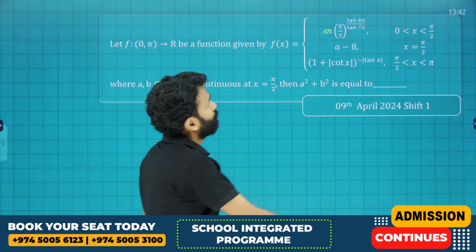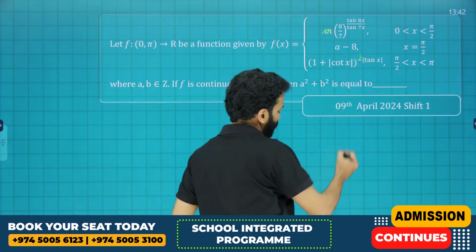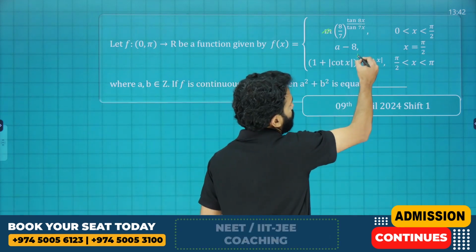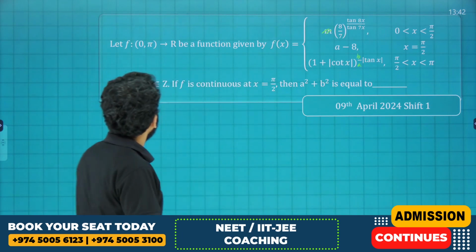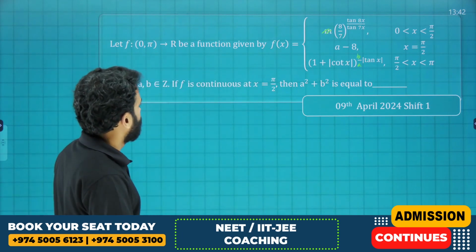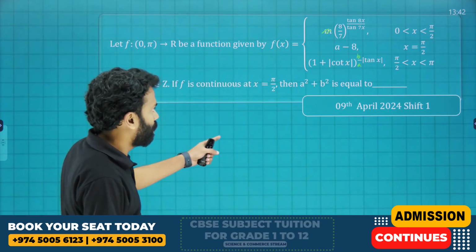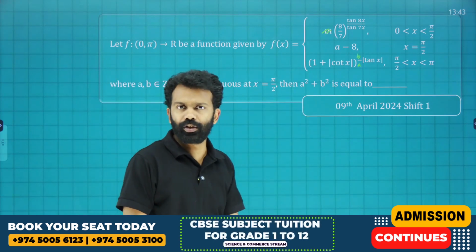The exponent is b by a. There is no minus there, it is b by a. Small correction. Where a, b are elements of the integers. If f is continuous at x = π/2, then you need to find the value of a² + b².